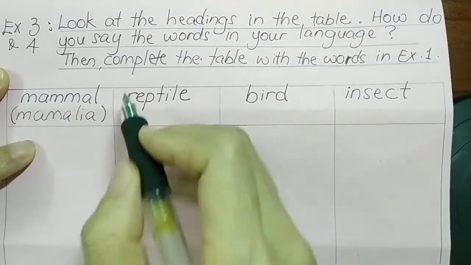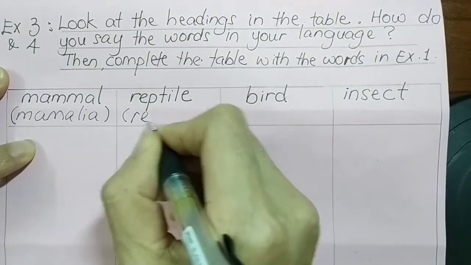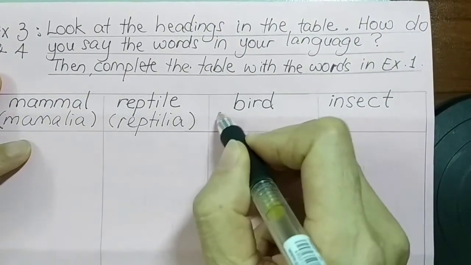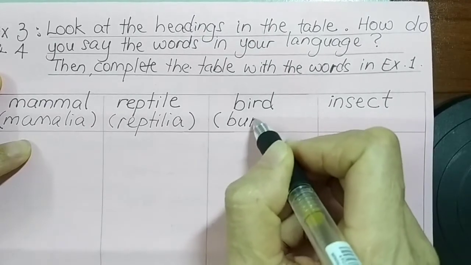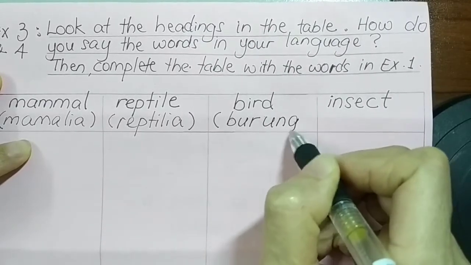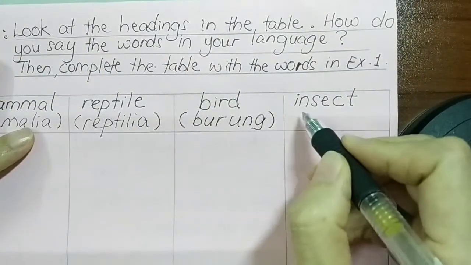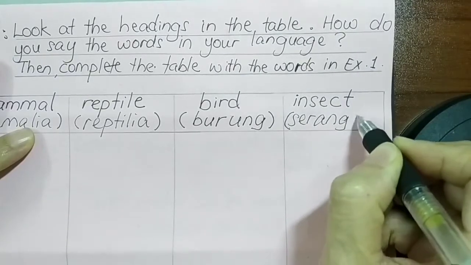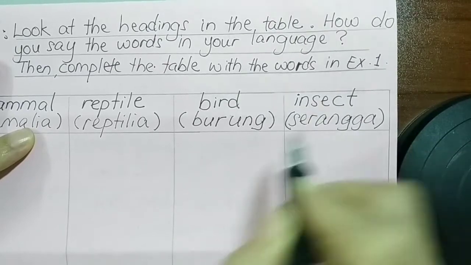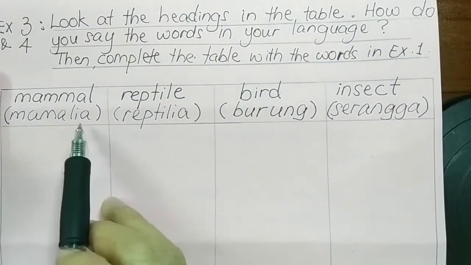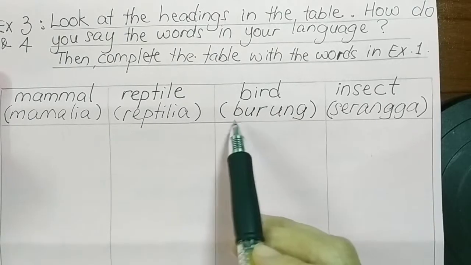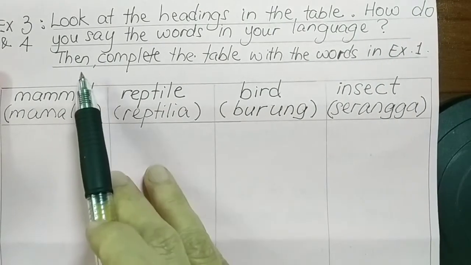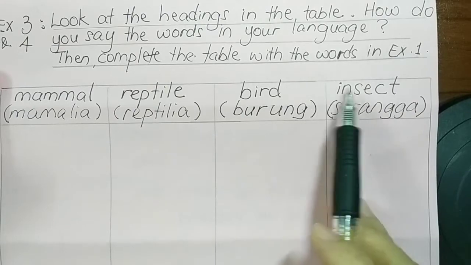As for reptile, in Malay, it is called reptilia. Bird is called burung. B-U-R-U-N-G. Burung. Insect, we call it serangga. S-E-R-A-N-G-G-A. Serangga. Right, so mammalia, reptilia, burung, serangga. All right, and then here it requires us to complete the table with the words in exercise 1.